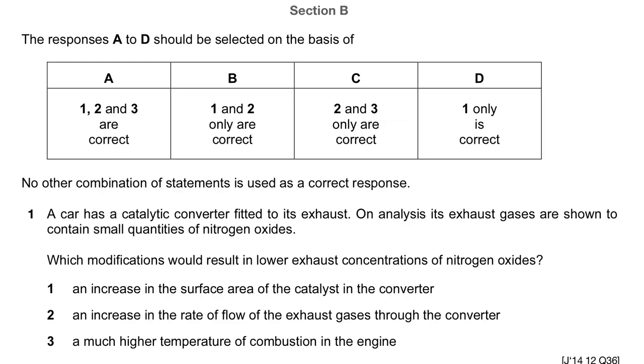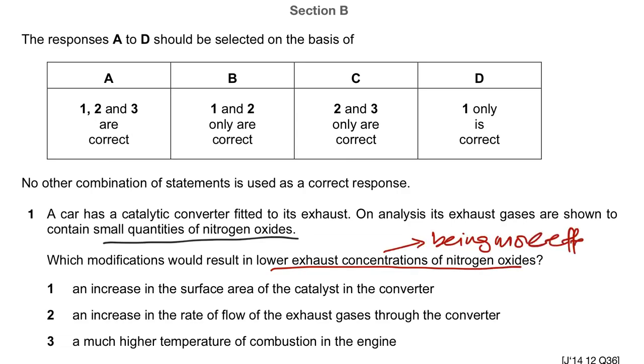So in section B here, you've got to look at obviously the tables of A1, 2, 3, 1, 2, 2, 3, and 1. And here the question is about a car has a catalytic converter. On analysis, is exhaust gases shown to contain small quantities of nitrogen oxides? What modification will lower this concentration? Now, we don't want this. We want this to go away. And remember, the purpose of the catalytic converter is to convert nitrogen oxides to nitrogen. How can I make the catalyst more effective? Because lowering the exhaust concentrations of nitrogen oxide is the same as being more effective.